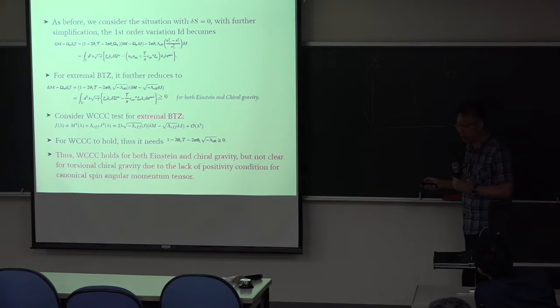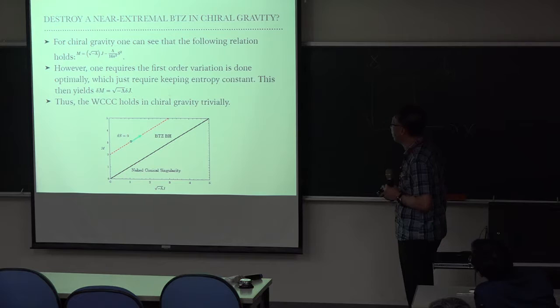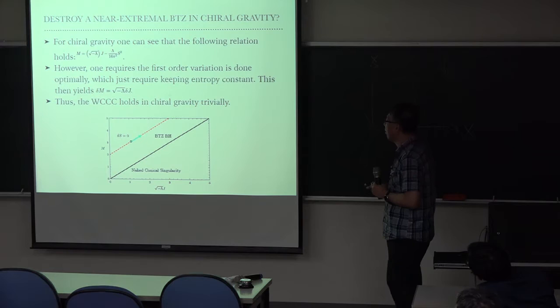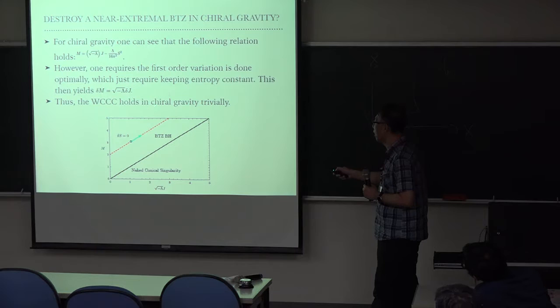And then we can destroy a near-extremal black hole. So for chiral gravity, it turns out it's trivial, because for chiral gravity the mass and the angular momentum obey this kind of relation. And we know that the fourth-order variation, if optimally done, can always move around the constant entropy solution.